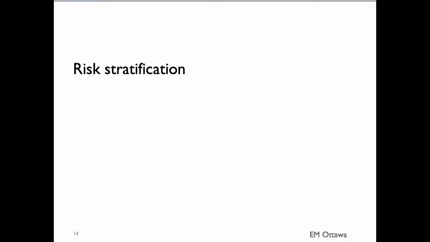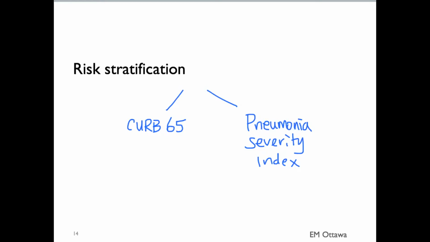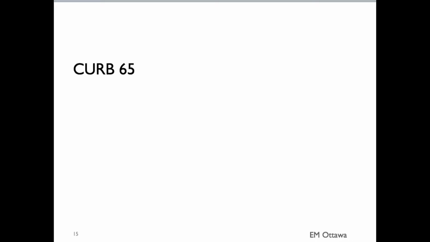There are two very helpful tools that help us decide. The first one is called CURB-65, and the other one is called the Pneumonia Severity Index. On the blog, under Other Resources, you will see both of these discussed in details by other sites. We'll first talk about CURB-65.